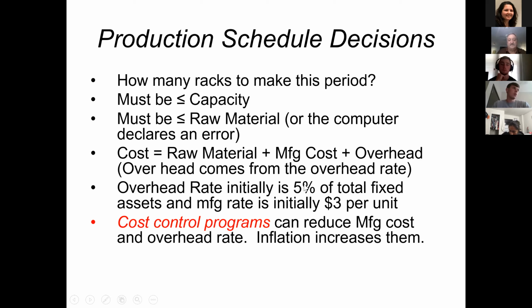Overhead rate starts off at 5% of total fixed assets. Again, fixed assets: plants, lines, warehouses. Initially, the manufacturing rate is $3 per unit. So the overhead rate and the manufacturing rate go up if you do nothing. They go down if you spend money on, in particular, cost control programs. So every period you have to decide how much money to spend on cost control programs.